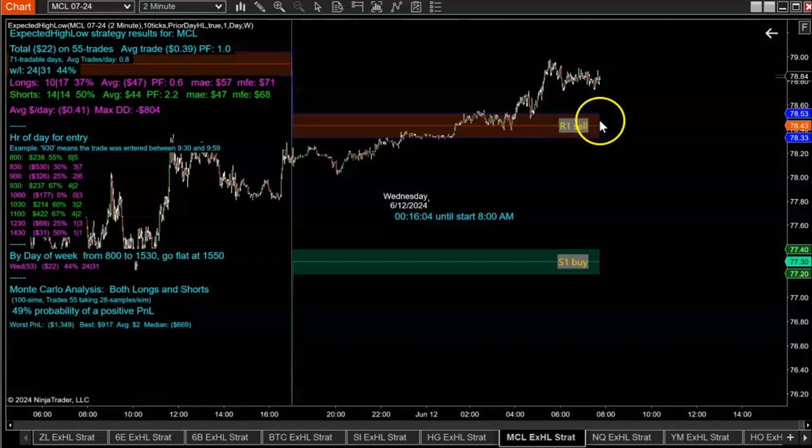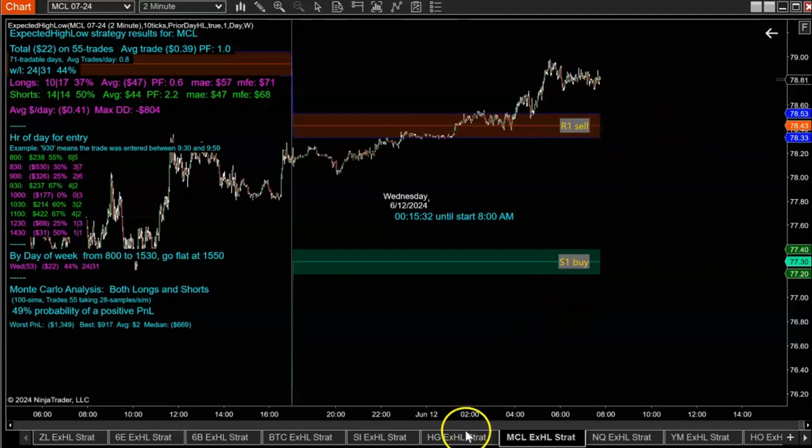Right now we're above the R1 level, and the strategy waits until you hit R1. So if price never hits R1 today, I wouldn't consider going short. It has to hit R1 between the start and end times of the session. In this case, the session is between 8 o'clock and 15:30. Anytime between there, if we hit R1, then we are going to go short. That's our goal, or look for short signals.